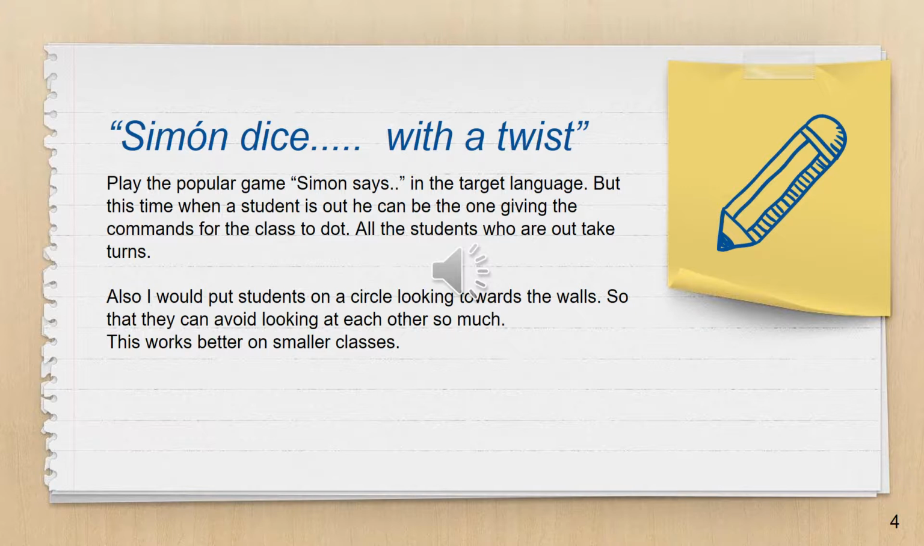But I do it also with a twist because sometimes with Simon Says, as soon as somebody loses, they take a more passive role and they're just sitting down waiting for everybody. Well, in this case, it depends on the level of the students and also their age. I would allow those students who are out to give the commands to the class, and they can take turns giving commands, repeating constantly the vocabulary that we are trying to reinforce.